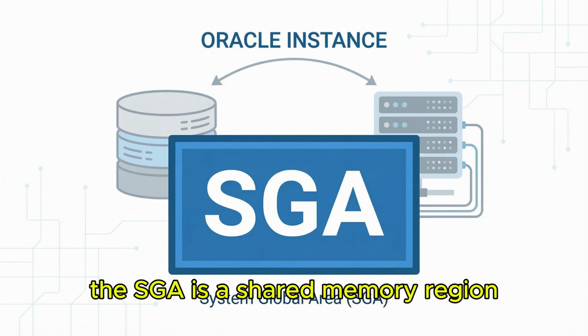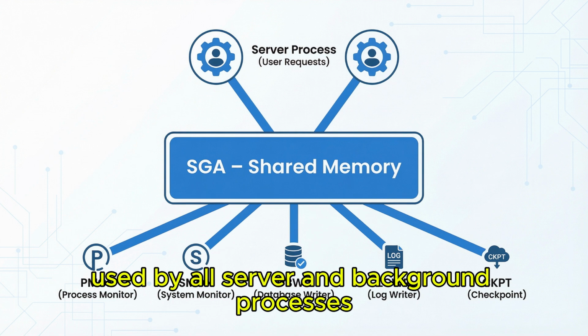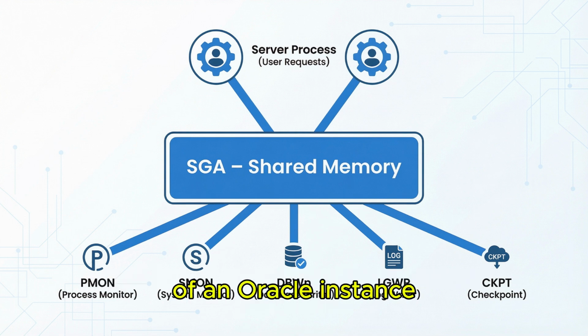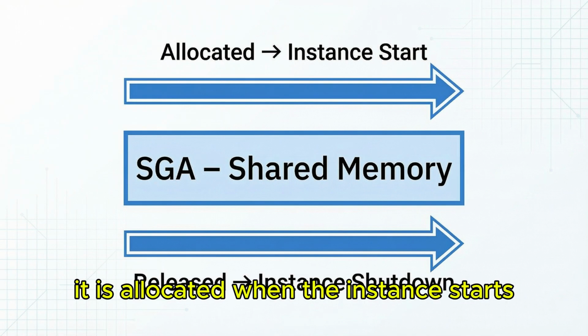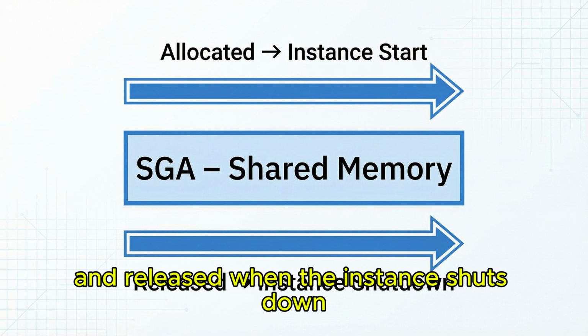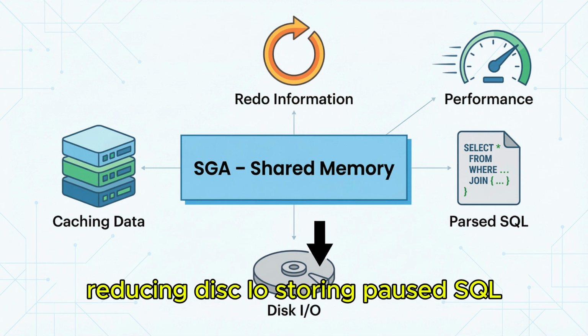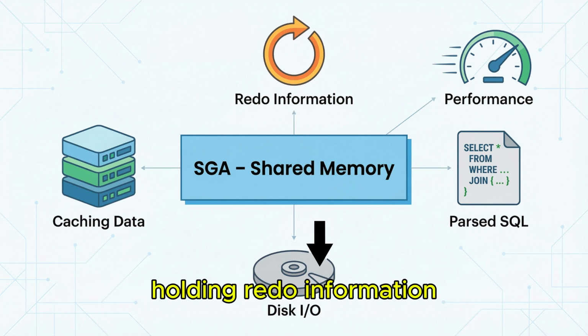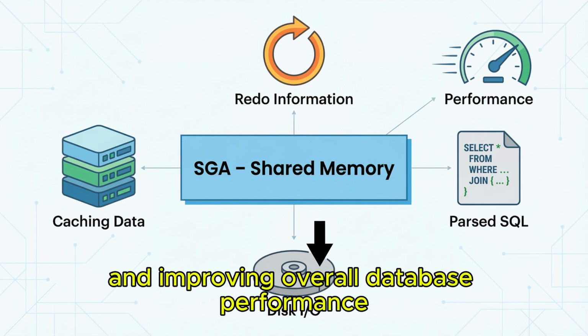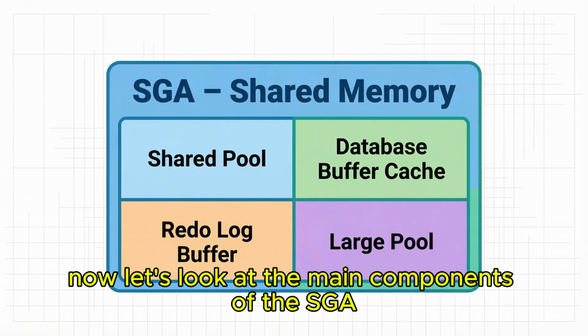The SGA is a shared memory region used by all server and background processes of an Oracle instance. It is allocated when the instance starts and released when the instance shuts down. The SGA plays a major role in caching data, reducing disk I/O, storing parsed SQL, holding redo information, and improving overall database performance. Now let's look at the main components of the SGA.